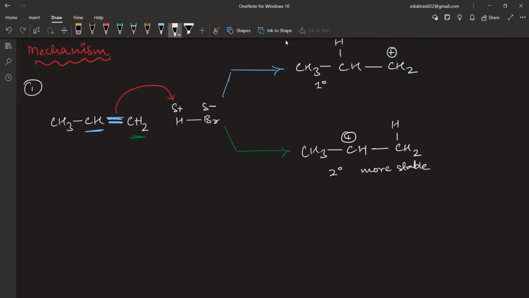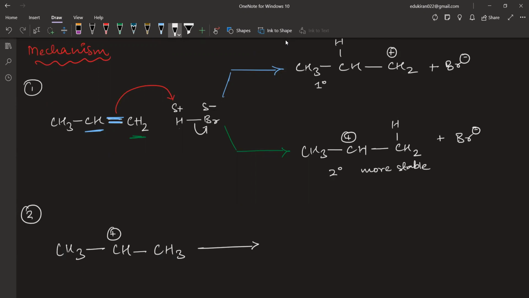Very good. Now the second step would be CH3 followed by CH positive followed by CH2. Now I can write this directly: CH3, and you will have a Br negative that will be coming. Here, the Br will take the bond. This bond will be broken, and Br will take the electron because it is more electronegative. So the Br negative that is already there in the mixture is going to attack on which carbon? On the carbon having positive charge.